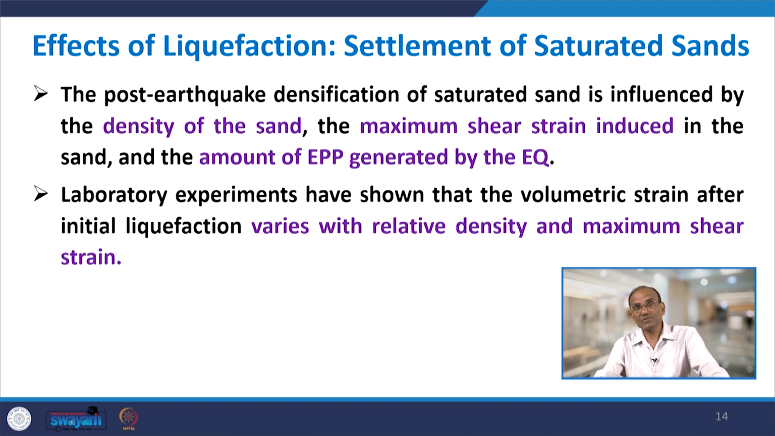Laboratory experiments have shown that the volumetric strain after initial liquefaction varies with relative density and maximum shear strain. So, volumetric strain is not constant, rather it will vary with the relative density and the maximum shear strain which is encountered. So, that is expected.